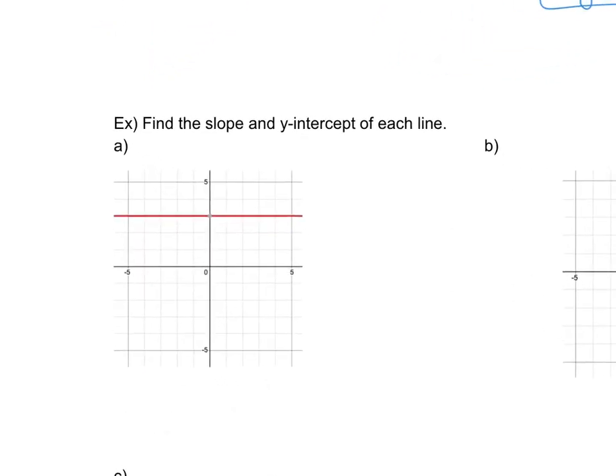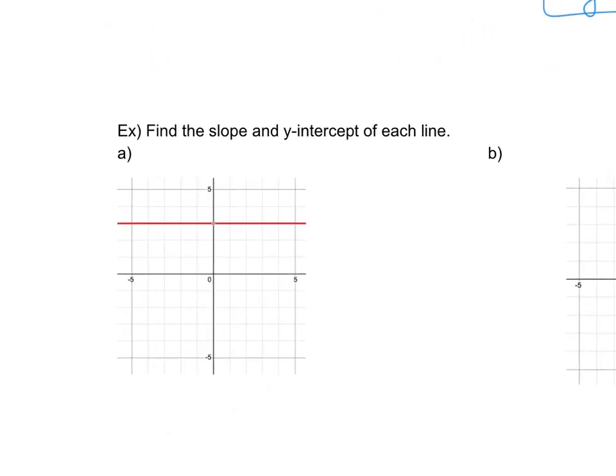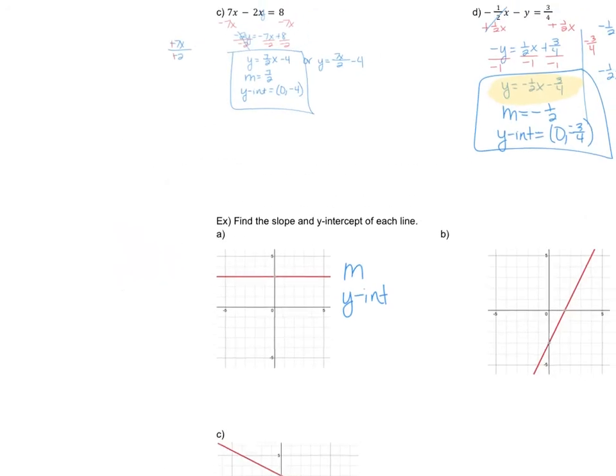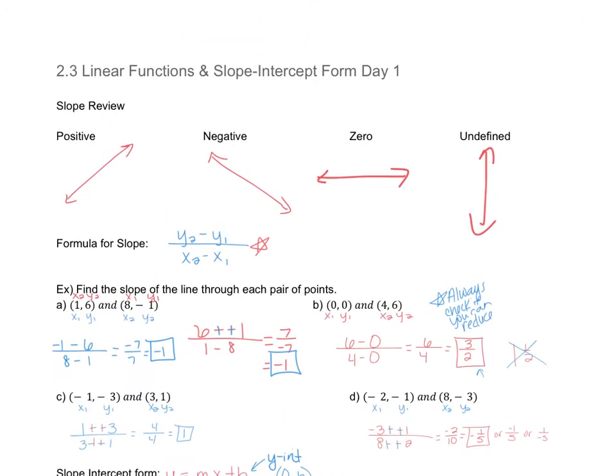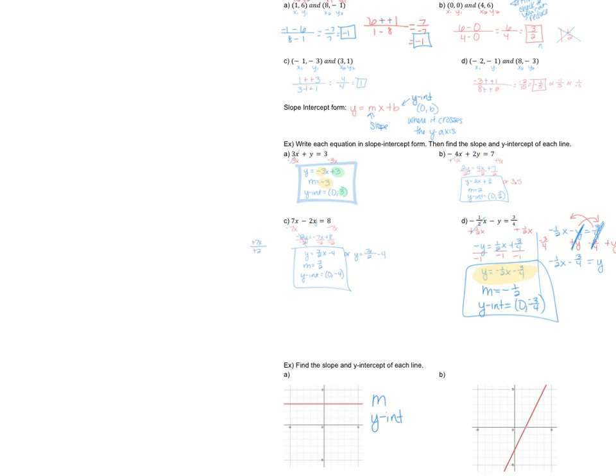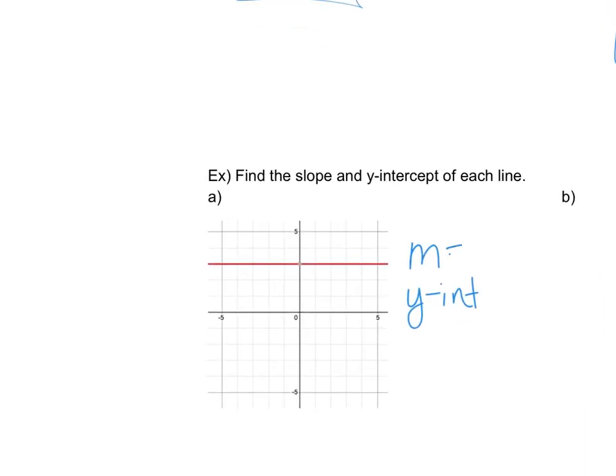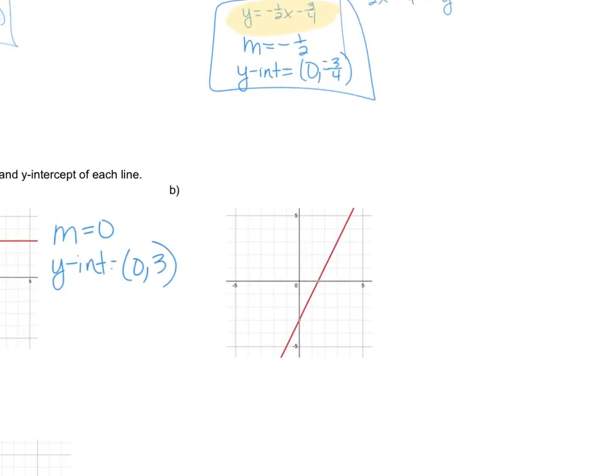Okay, so next part, find the slope and the y-intercept of each line. Okay, not too bad. So the slope, what is it whenever there's a horizontal line? Well, that means the slope is 0. So for this, you would put the slope is 0. The y-intercept would be right there, right? That's where it crosses the y-axis. So that would be at 0, 3, right? Yep, each box is worth 1. That's it. Okay, let's do this one.